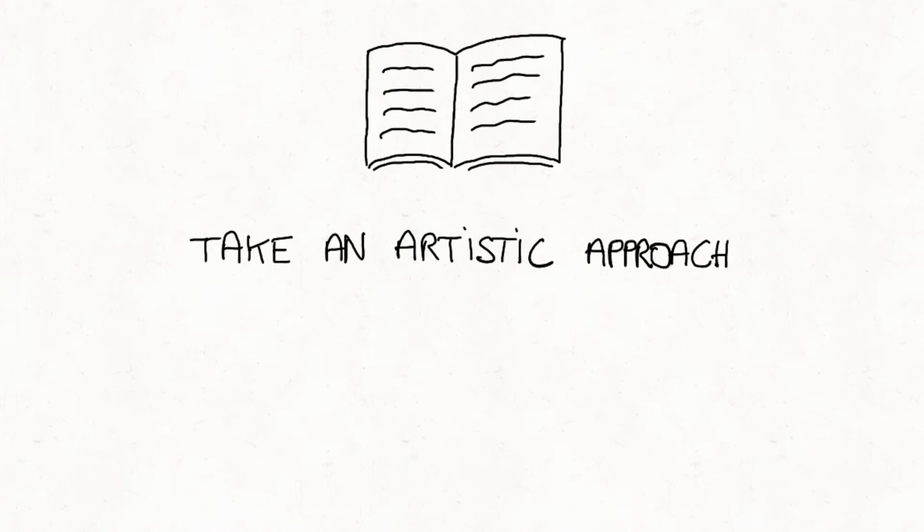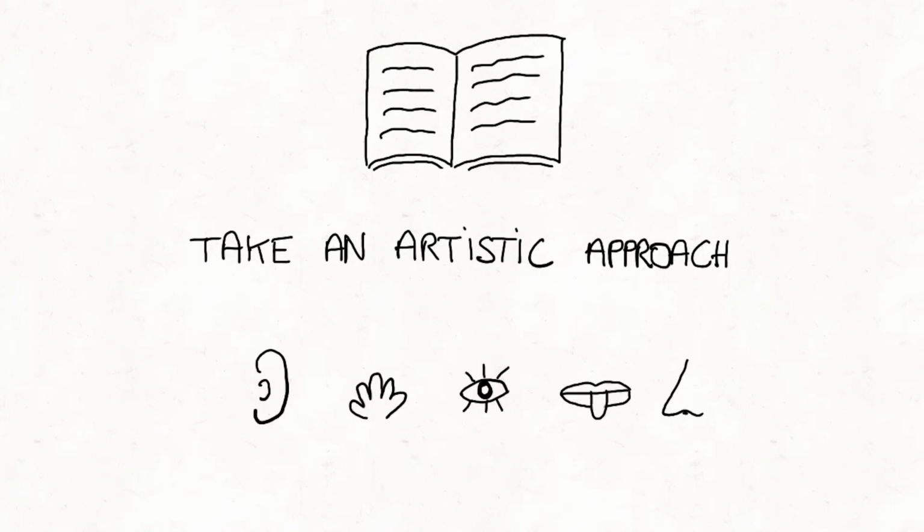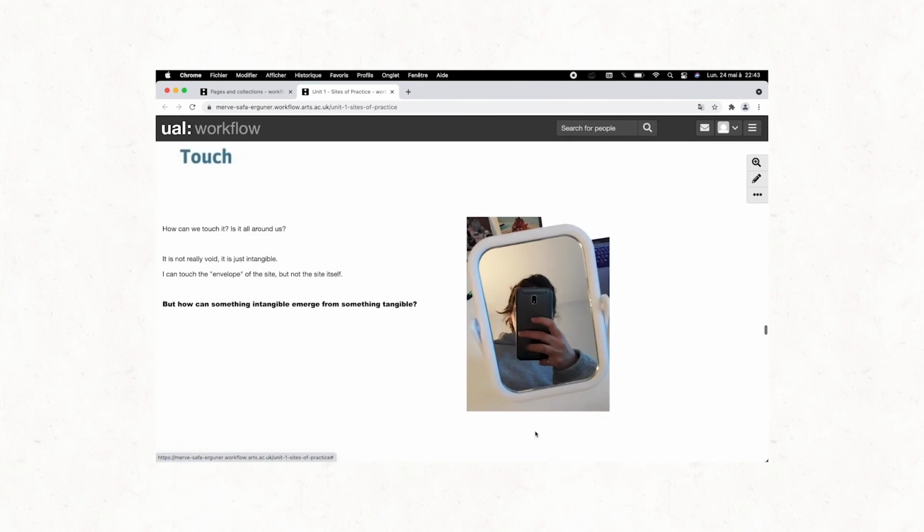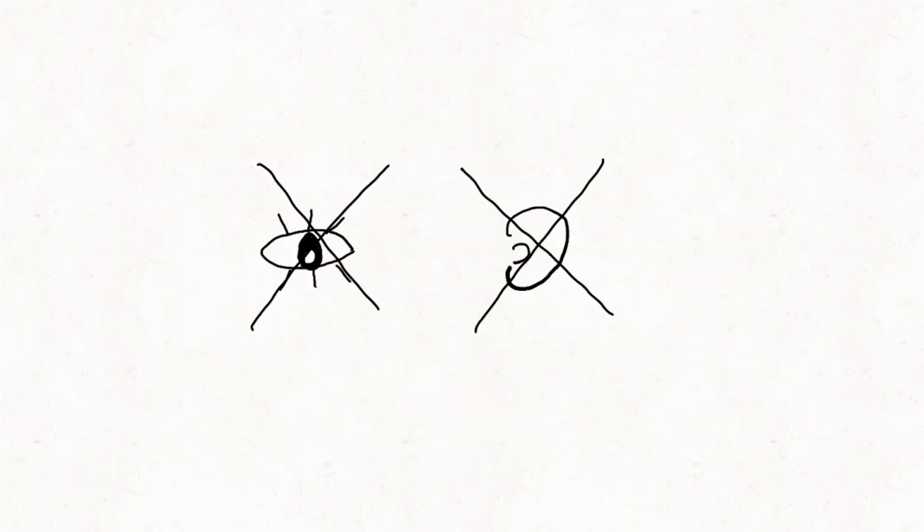As we had 5 days to work on this, I decomposed the exercise on my 5 senses, investigating the site each day with only one of them. After taking notes of what every sense would bring to the project, I decided that the main aspect of my site was that we couldn't see it or hear it. So I covered the lens and microphone of my camera to get closer to the sensation of filming what is intangible. Surprisingly, there was still sound and moving image.